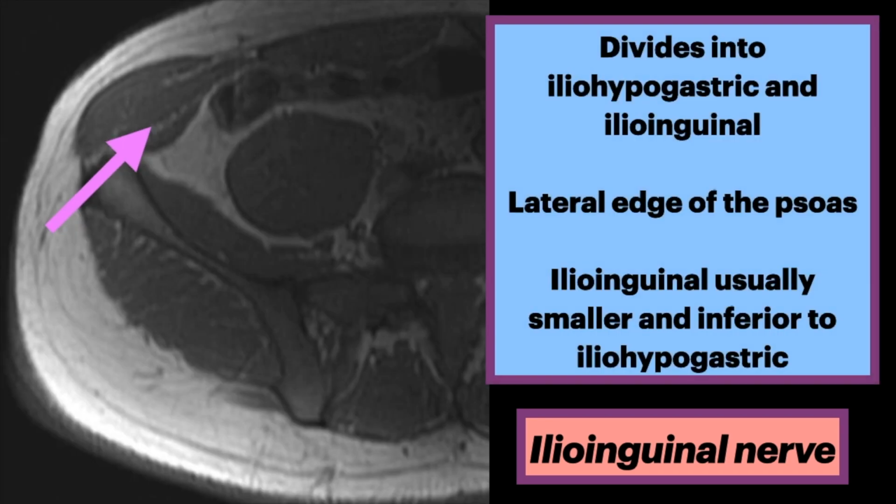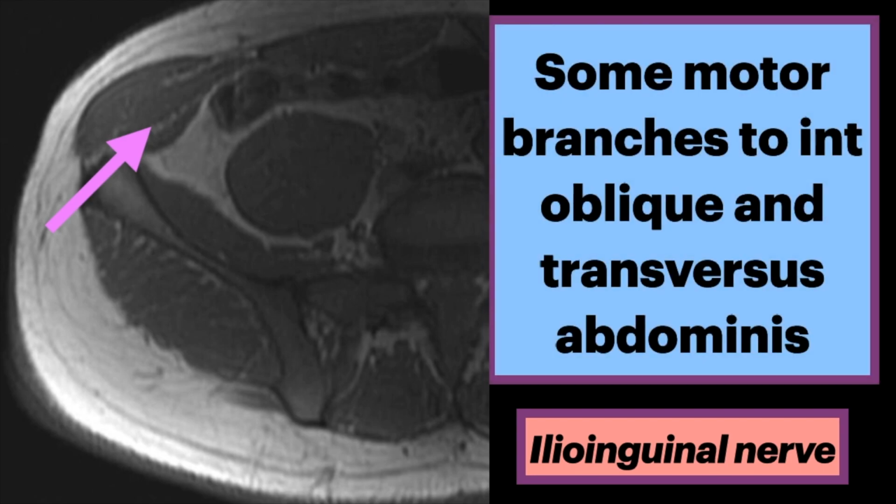The common trunk is short and soon divides into the iliohypogastric and ilioinguinal nerves at the lateral edge of the psoas muscle. The ilioinguinal nerve is typically smaller and inferior to the iliohypogastric nerve, as it crosses the quadratus lumborum. This nerve also gives off some motor branches to muscle fibers of the internal oblique and transversus abdominis muscles, which are inserted into the free edge of the conjoint tendon.